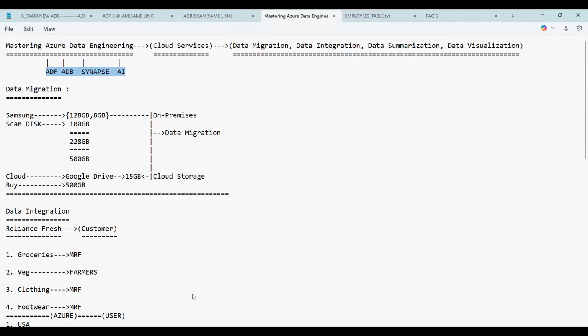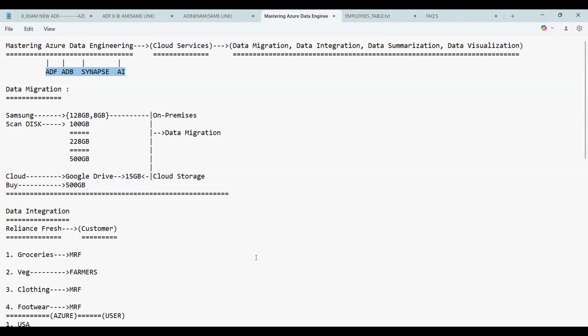Suppose, let us say, at 8 p.m. you attend the ADF, at 9 p.m. you attend the ADB, then at 7 p.m. you attend the Synapse and AI. In this pattern also, you can complete it at the earliest you want. Maximum is 1.5 months to 45 days. You can complete it in a fast track manner.